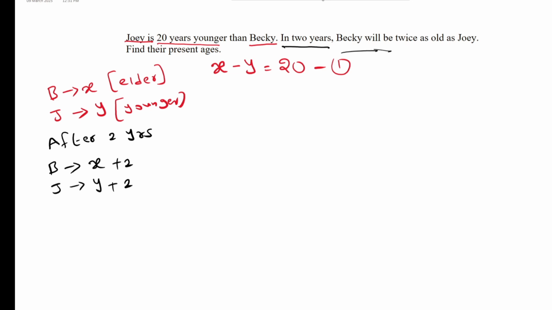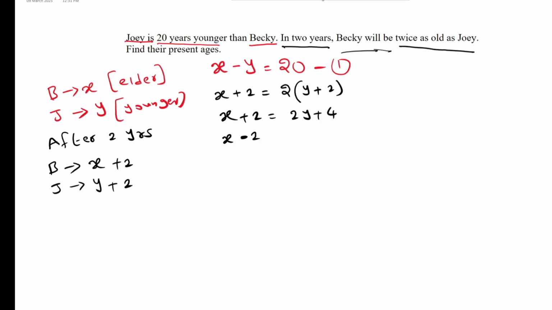So here Becky's age is X plus 2, right? So X plus 2 equals twice as old as Joy. Twice means 2 into Joy's age, which is Y plus 2. Let us simplify this. X plus 2 equals 2 into Y plus 2, so 2Y plus 4. X as it is, bring 2Y this side, it will be minus 2Y, equals 4, as it is, take 2 that side, minus 2. X minus 2Y equals 4 minus 2, which is 2. This is equation number 2.